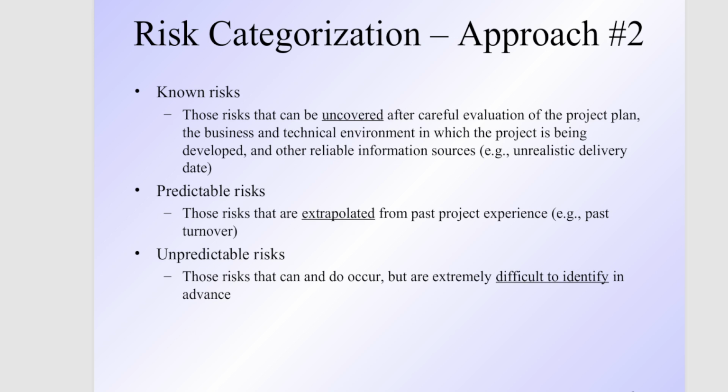And the last thing is called unpredictable risk. Those are risks that can and do occur but are extremely difficult to identify in advance. So it might be one in a thousand, one in 1 lakh that this happens, and it may happen to you, it may not happen to anyone else. This is called unpredictable risk. So the basic two categories are known and predictable. Unpredictable is itself non-predictable, so we can't talk about it.